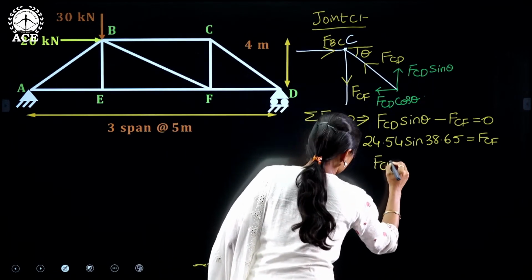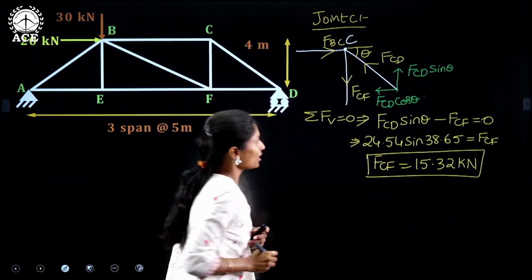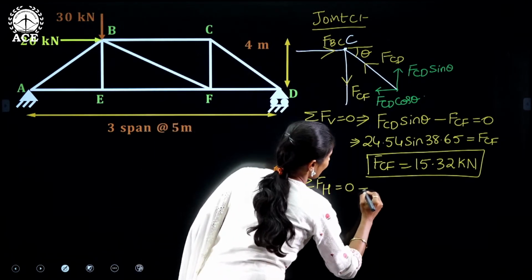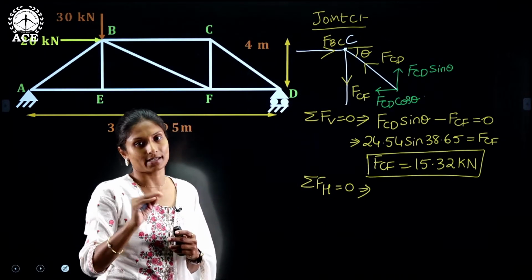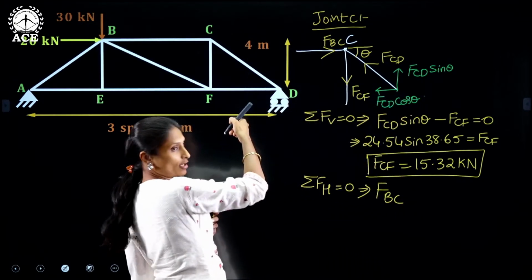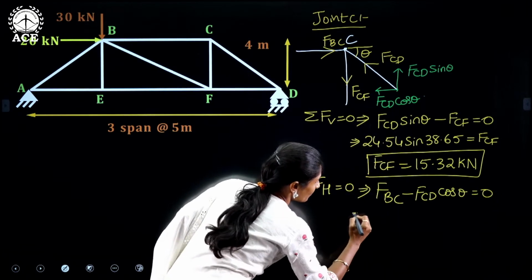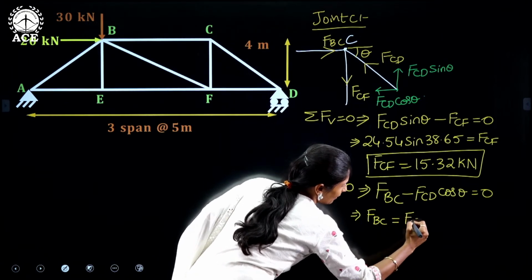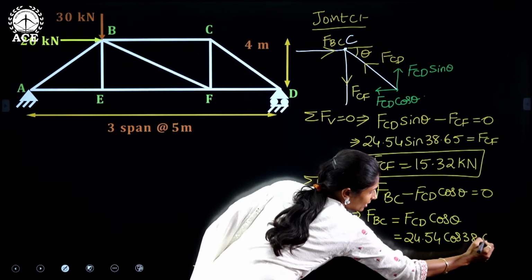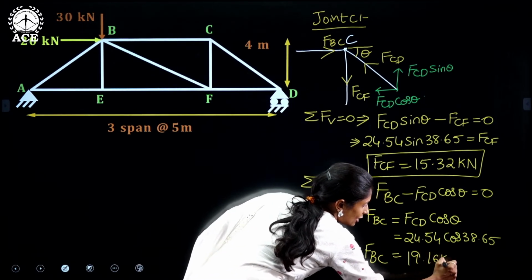So FCF when done, it will be equal to 15.32 kilonewtons. Then the other equation we are having is sigma FH equals to 0. So by applying this, how many horizontal forces are there? 2 horizontal forces are acting. One is FBC, it is acting towards that side, that is positive, and FCD cos theta is acting towards this side, that is negative, minus FCD cos theta equals to 0. You can write it as FBC equals to FCD cos theta, that is 24.54 into cos 38.65. So the force in the member BC, when calculated, will be 19.16 kilonewtons.